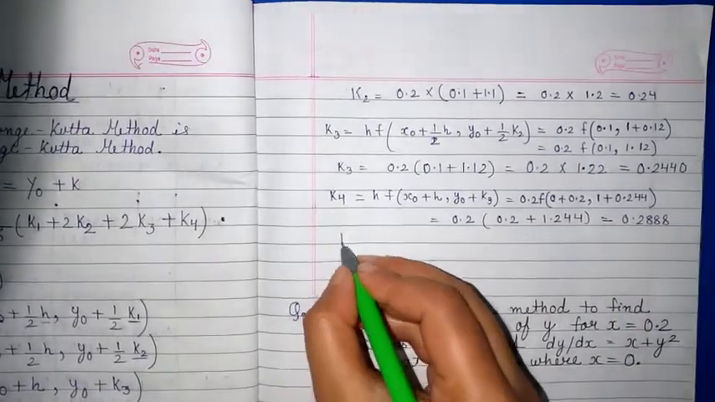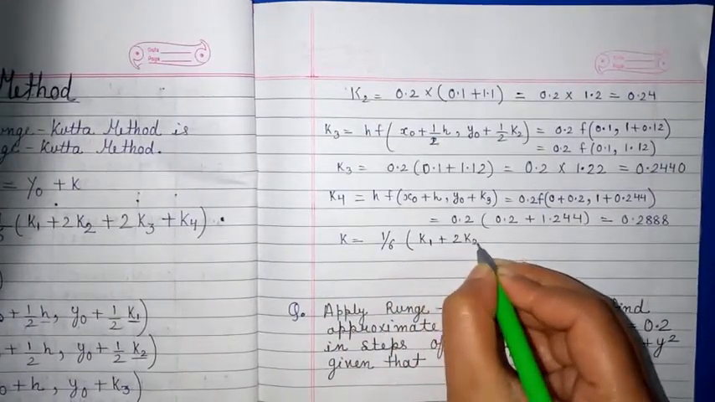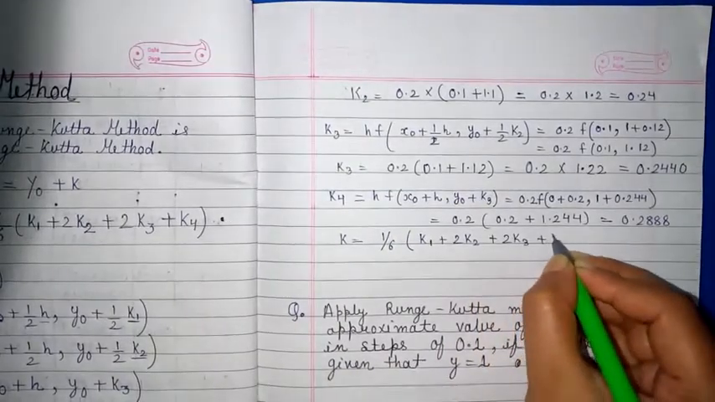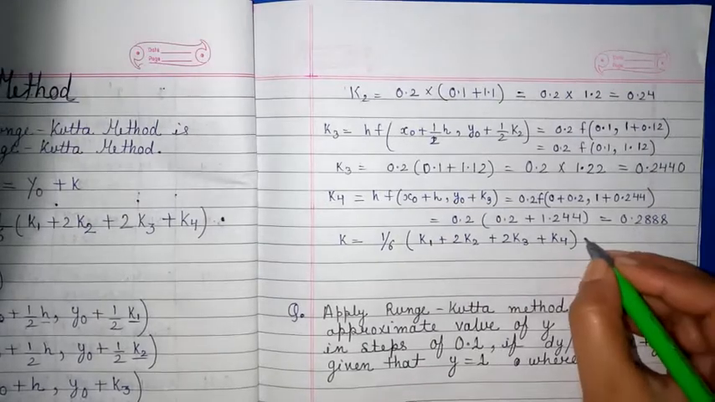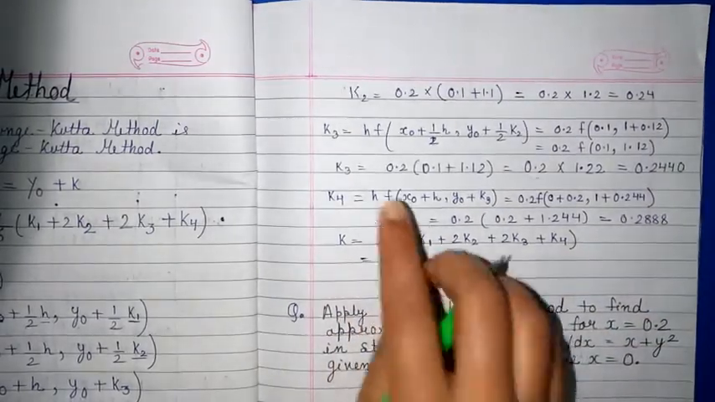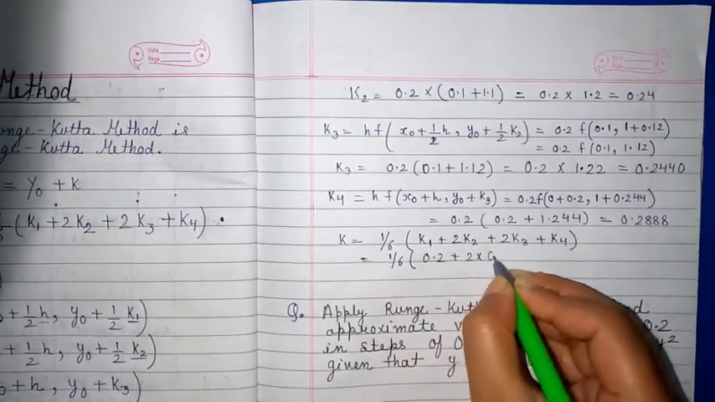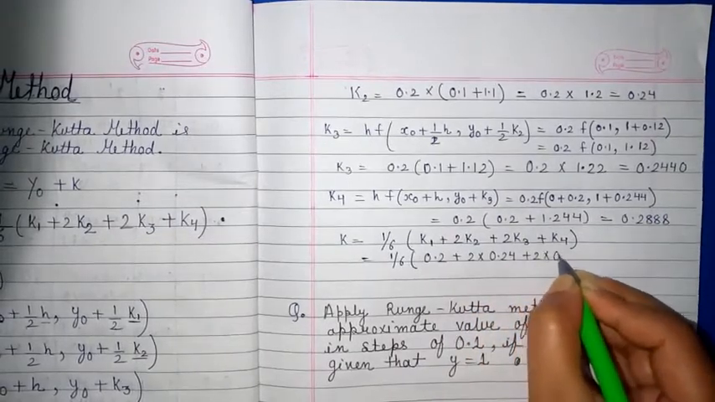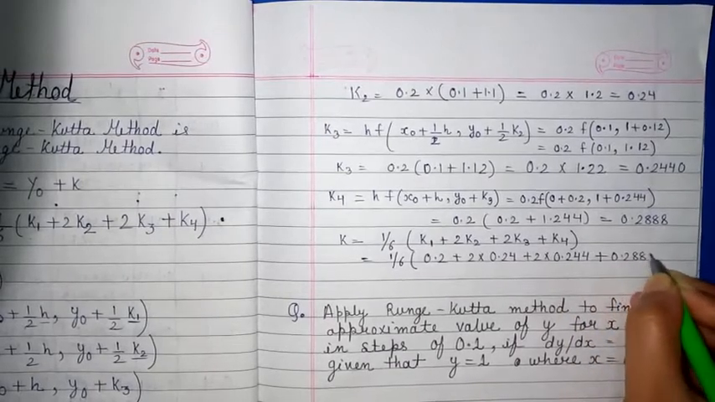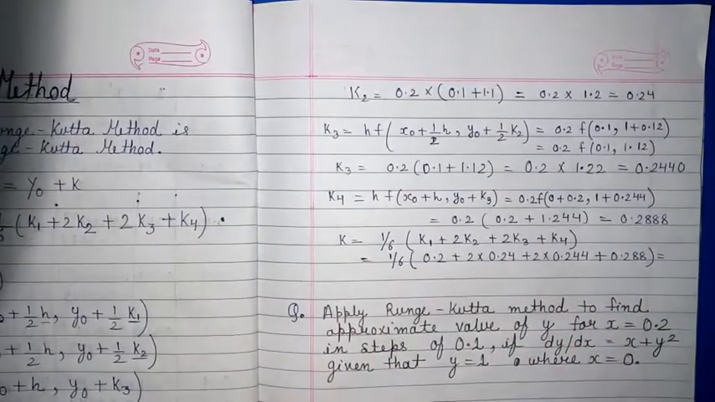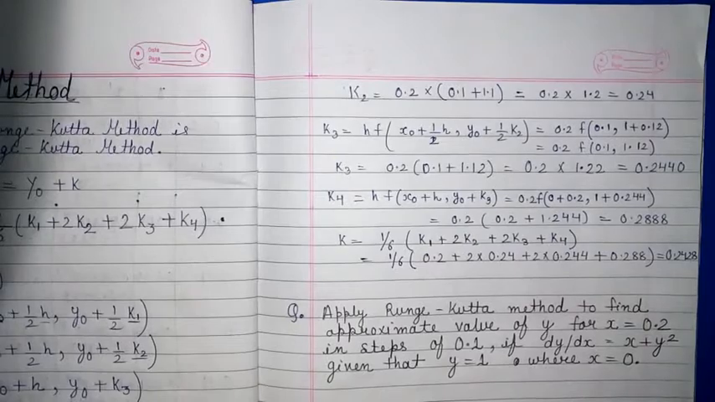So the value of k will be 1/6 (k1 + 2k2 + 2k3 + k4). Okay, this is the value. So we will find out these values. Half k1 is 0.2, plus 2 multiplied by k2, which is 0.24, plus 2 multiplied by 0.244, plus 0.288. So if you add this and calculate all these values, you will get 0.2428. This is the value.